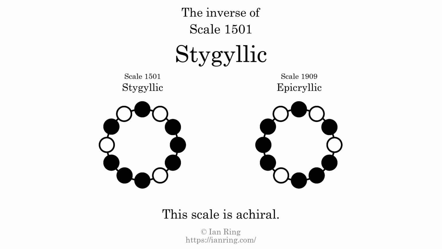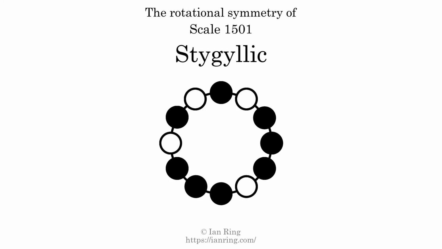The inverse of a scale is a mirror image. It is what you get when the sequence of intervals is reversed. The inverse of this scale is scale 1909, also known as epicyclic. This scale is achiral, since it can transform into its own reflection by a rotational transformation. This scale has no rotational symmetry.